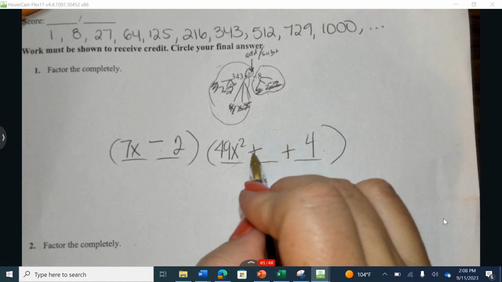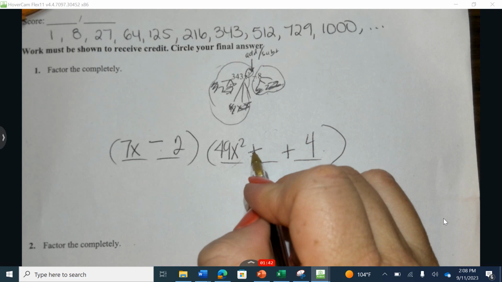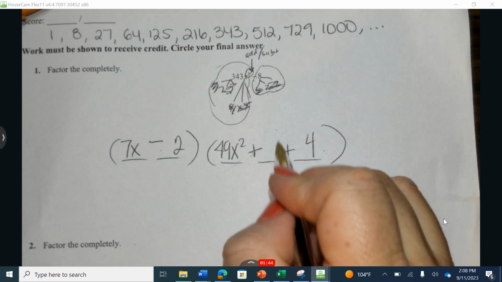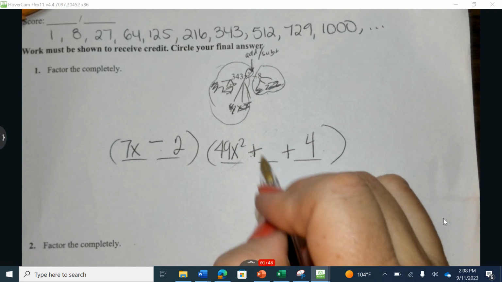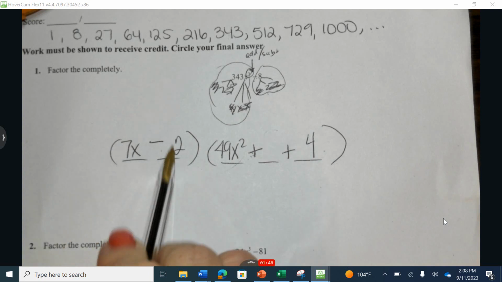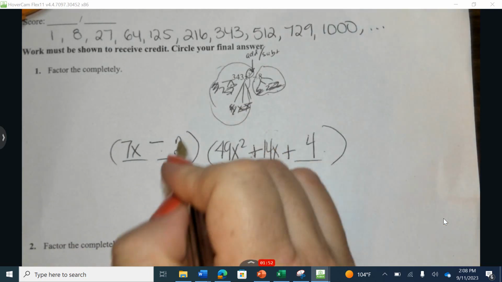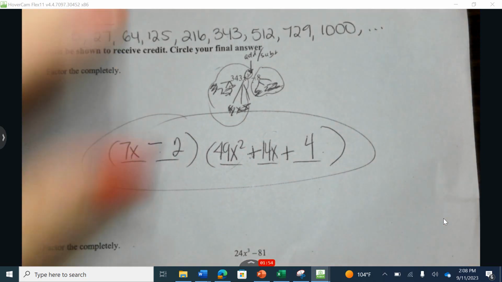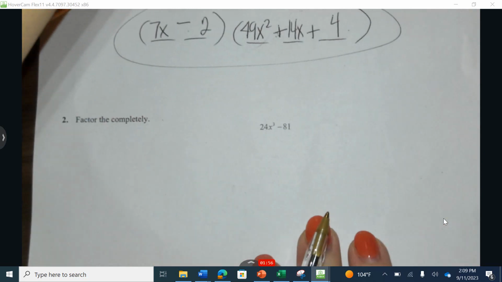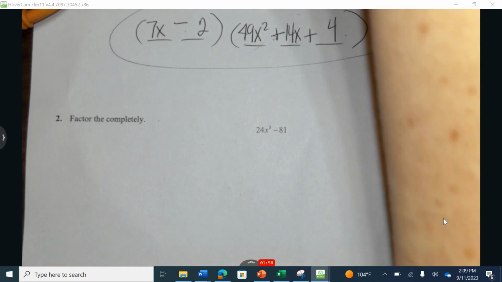Now in this middle place, we already have the sign, and that's a big confusion. So you already know the sign. We just have to come up with what's the numerical value and what's the variable that goes there. We're going to multiply these. 7 times 2 is 14, and attach an x. Done. Let's go down to the next, 24 and 81.